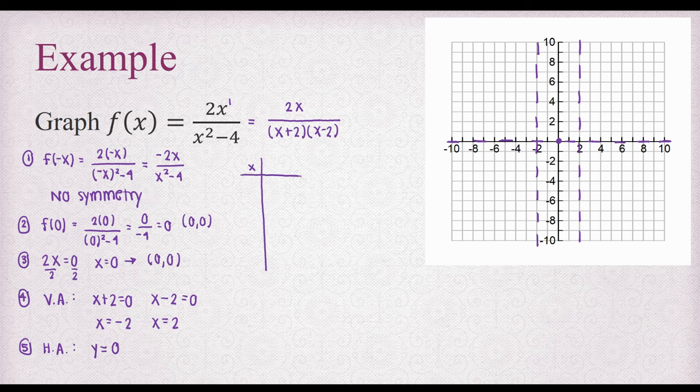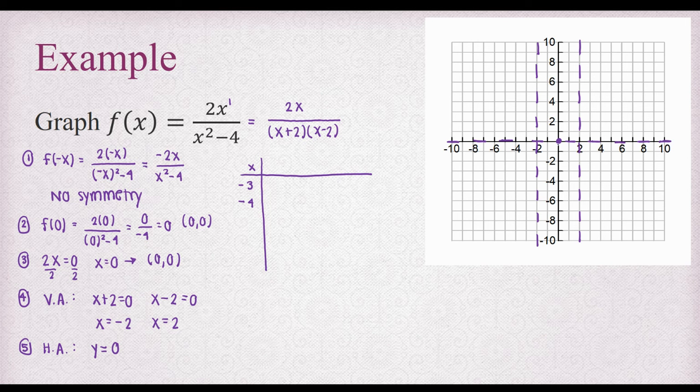Remember, I wanna pick numbers that are gonna be on either side of the vertical asymptotes and then in between the x-intercept. So notice that one of my vertical asymptotes is at -2. So I'm going to pick -3 and -4. And then because it's not a mirror image, I am going to have to pick a lot more values for the other side.